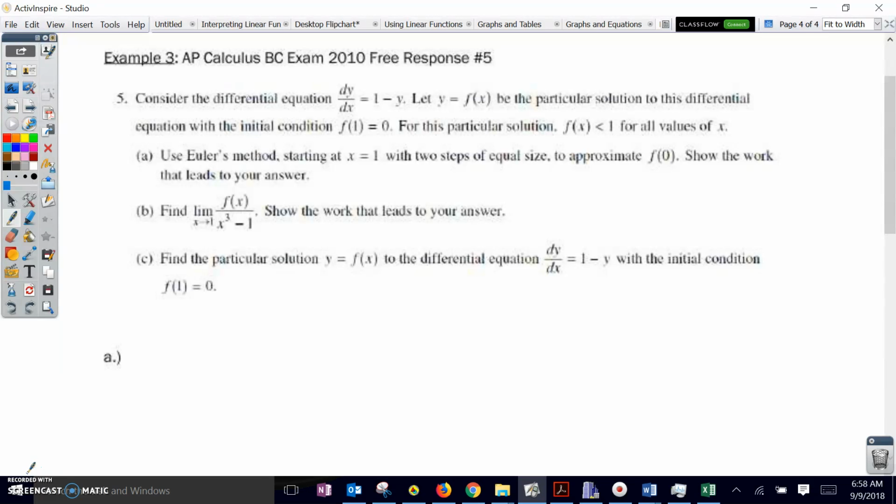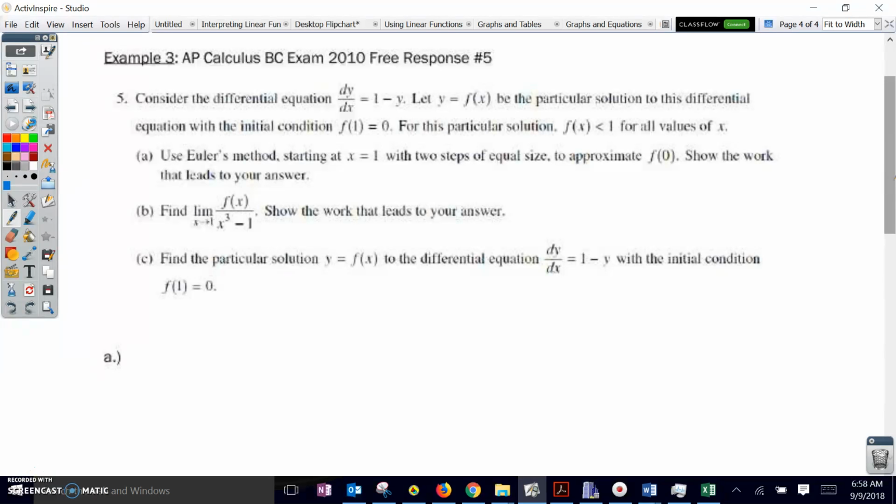Alright, in this video we're going to look at one last example of using Euler's method that comes from a question from the 2010 AP exam. We start with a differential equation, dy/dx equals 1 minus y. And our first portion of this is going to be to use Euler's method starting at x equals 1 with two steps of equal size to approximate f of 0.